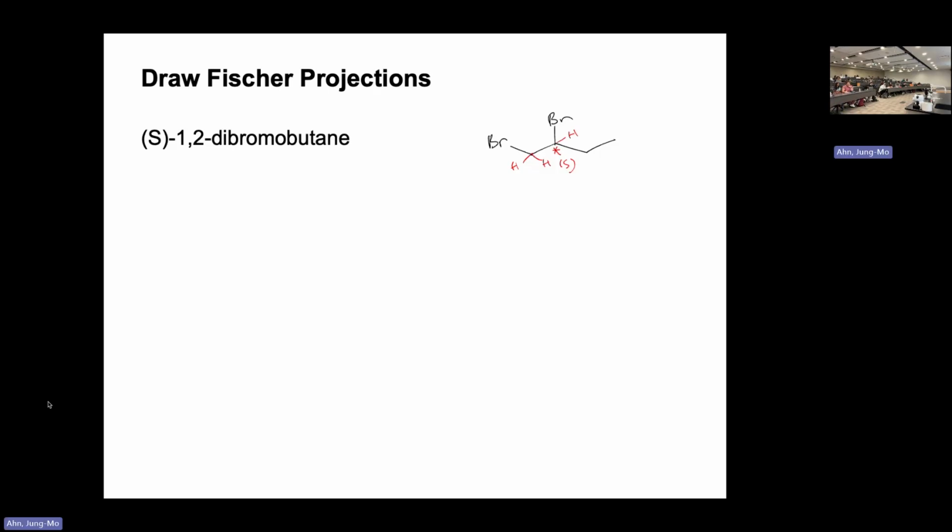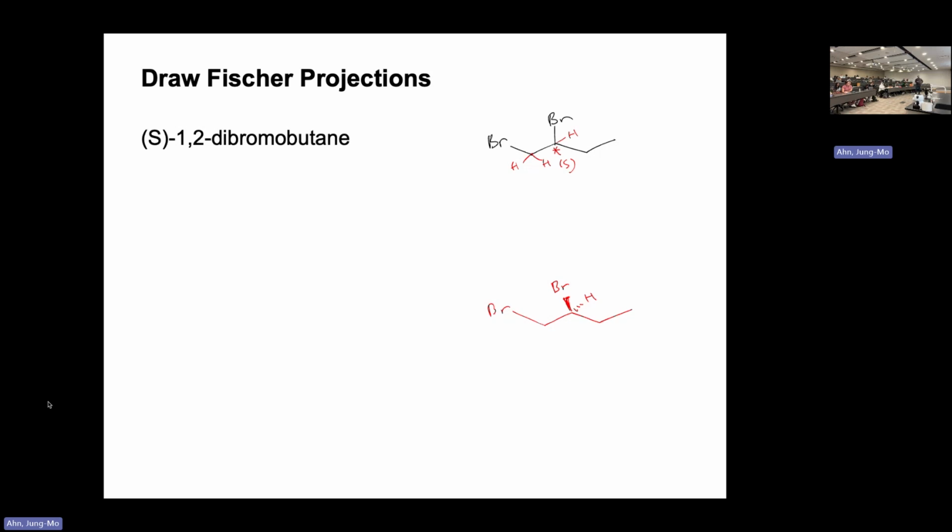The drawing I did does not really show the configuration, so I have to draw it with an S. As I said, it could be this, or it could be from the back. I don't know which way it has to be. So what I normally do is draw it this way, and then check if it's an S or R. If it's an S, my guess is right. If it's the other one, I just have to change the positions.